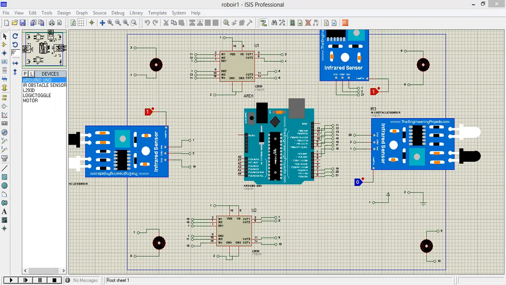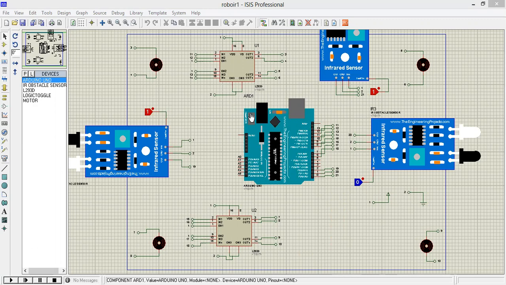If you take a robot, there is a front side and a back side. On the front side, there are two motors: one on the left side, another on the right side. The back side also has two motors, one on the left side and another on the right side. I am using DC motors. So this is the left side DC motor and the right side DC motor at the front, and this is the back side, left side and right side.